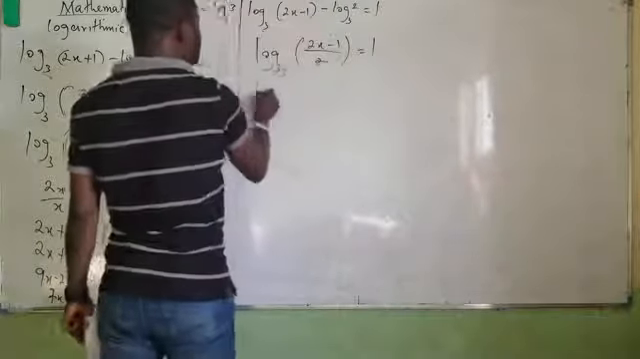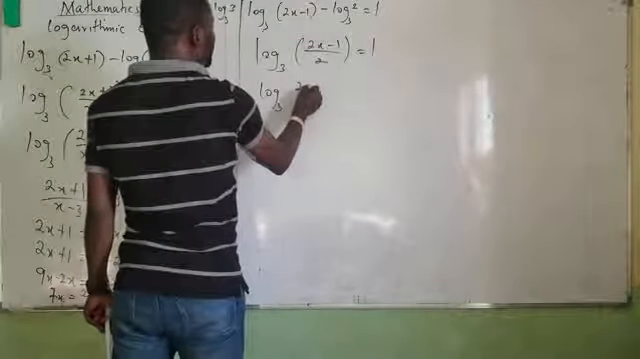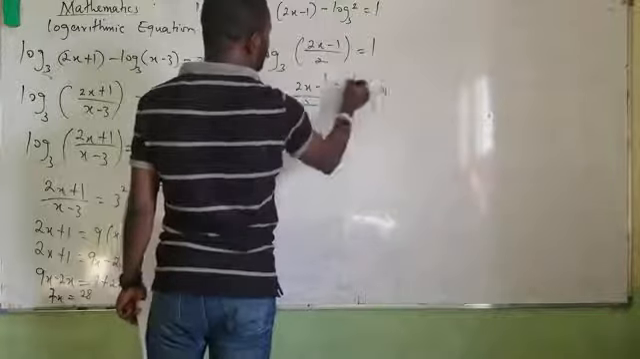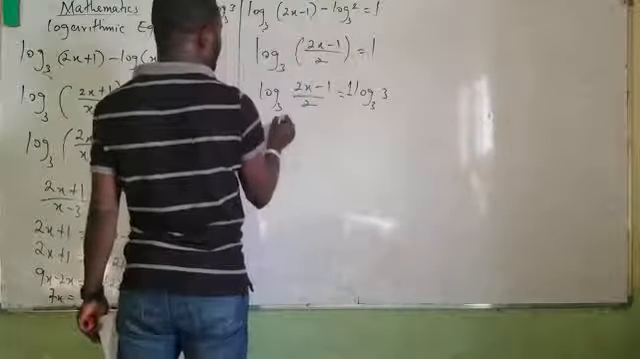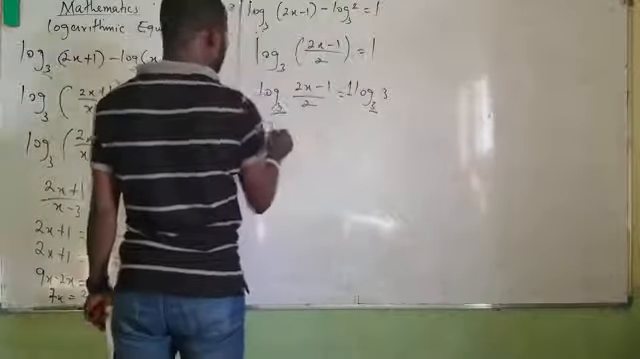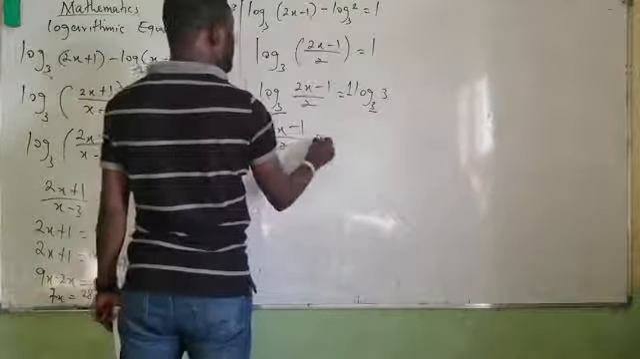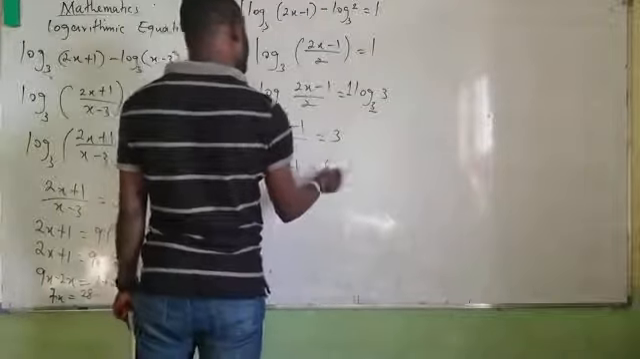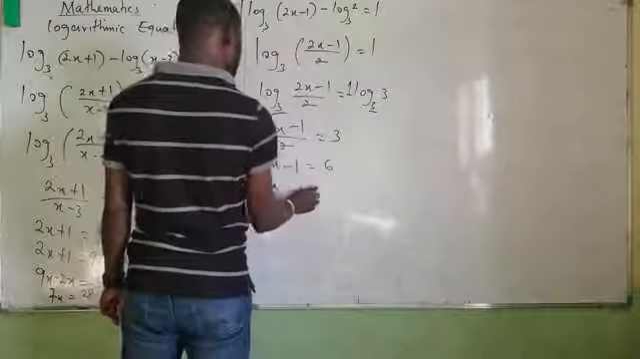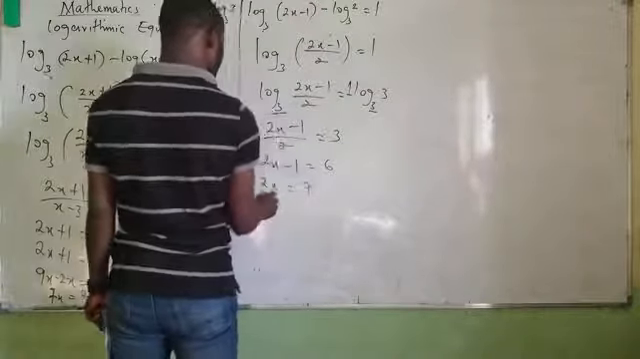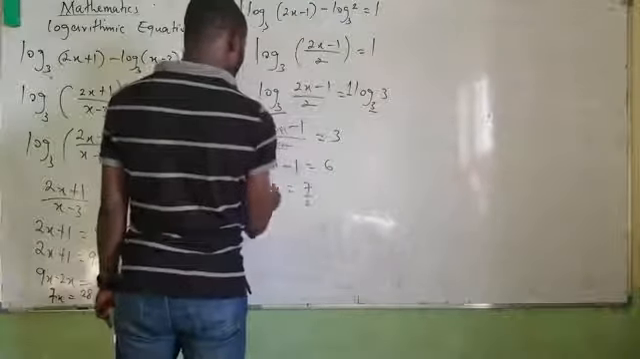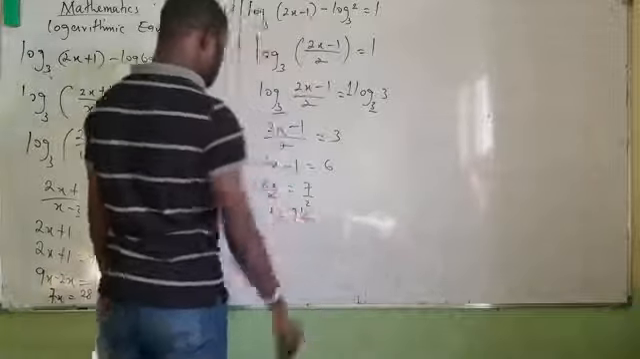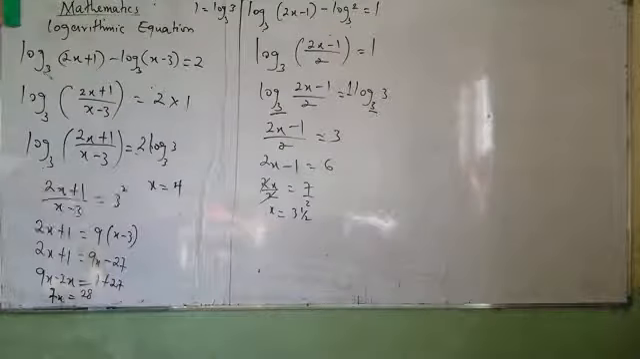1. It means log base 3 of (2x minus 1) divided by 2 equals to log base 3 of 3. Take note of that. Since the bases are equal, it means 2x minus 1 all over 2 equals to 3. It means 2x minus 1 equals to what? 6. It means 2x equals to what? 7. And divide by 2, my x equals to what? That is 3 whole number 1 all over 2. Now, that is all about that.